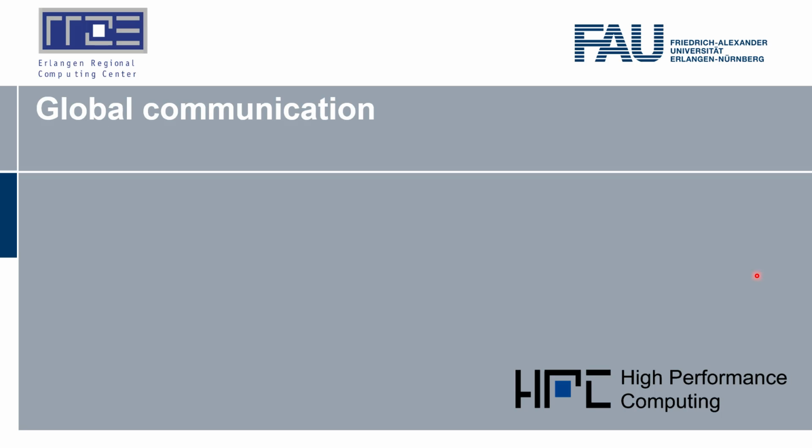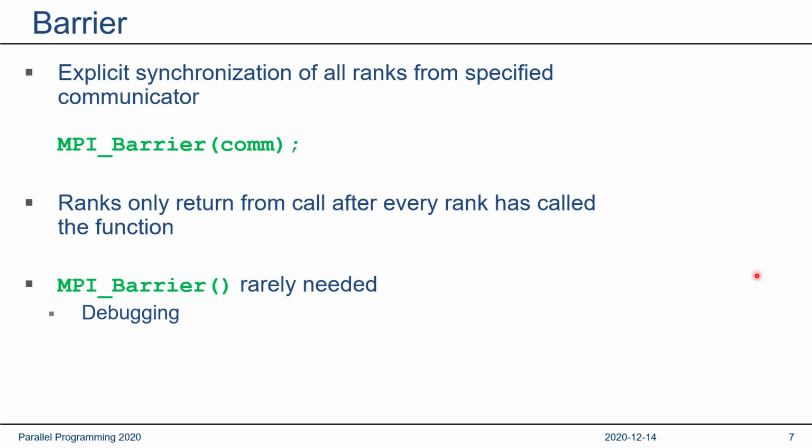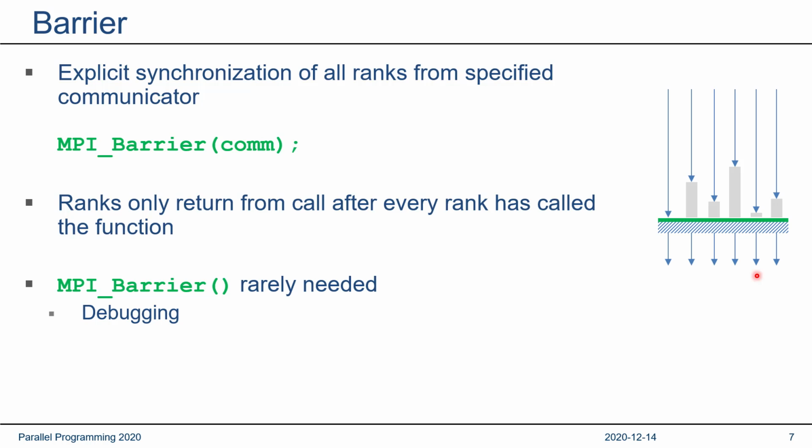So let's start with global communication, and the simplest form of global communication is the explicit barrier. Just like with OpenMP, it works as implicit synchronization of all ranks from the specified communicator. So you just call it like that, MPI barrier with the communicator, and of course all ranks wait until everybody has arrived, and then everybody can go on. So the ranks only return from a call after every other rank has called the function.